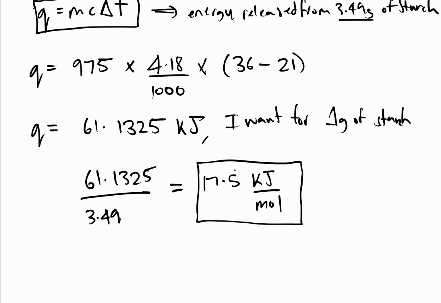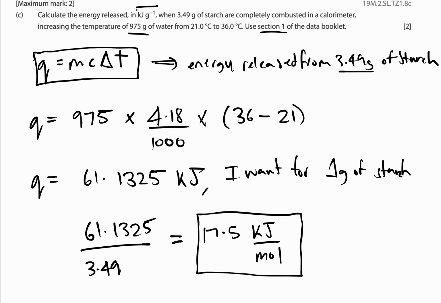Everything's fine. So remember this, they asked for kilojoule per gram of starch, not for 3.49 grams of starch, for 1 gram of starch. Hence that's why I divided the total energy released by the amount of grams, and that will give me the energy released per gram of starch. Sorry, this is not per mole, it's per gram.